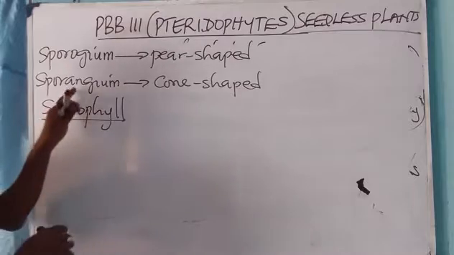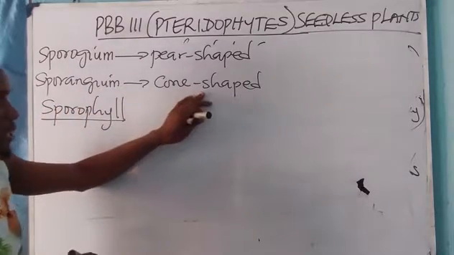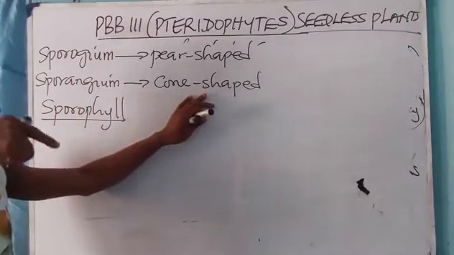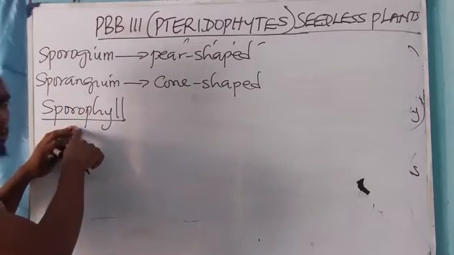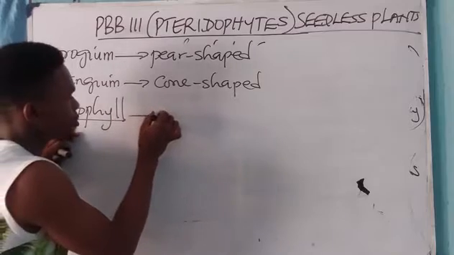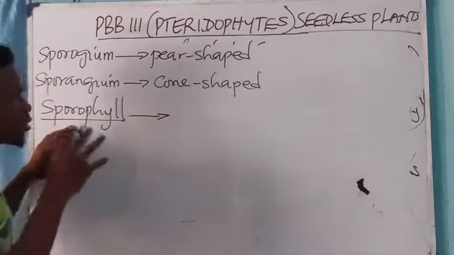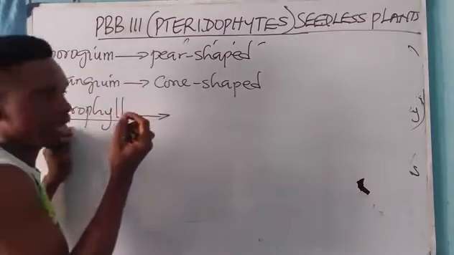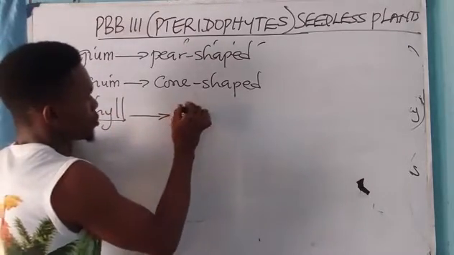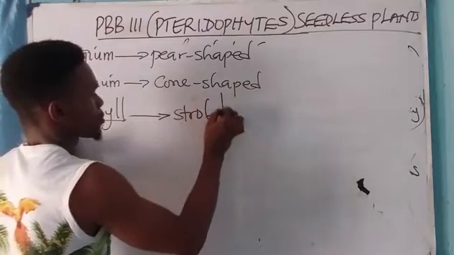Look at it. Sporangium is cone-shaped. It's found in the leaf. The leaf in which this sporangium is found is called what? The sporophyll. Now, at the tip of the stem, this sporophyll forms a spike. That spike is called what? Strobilus.